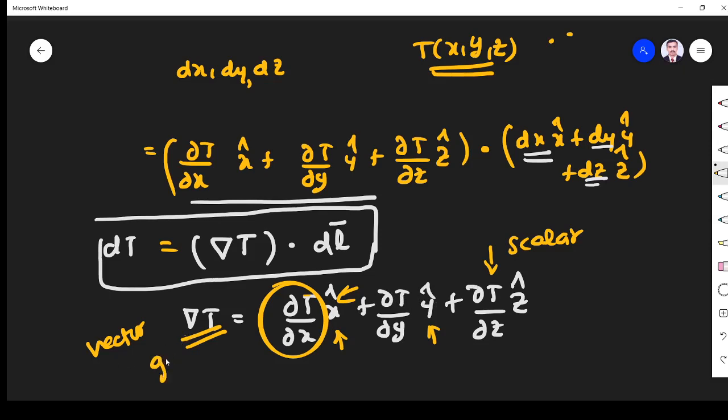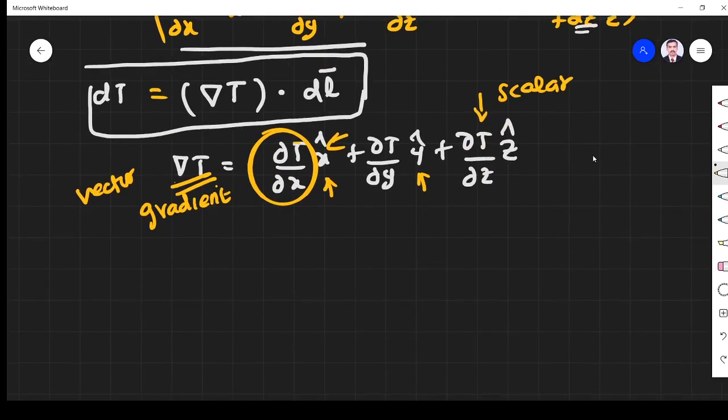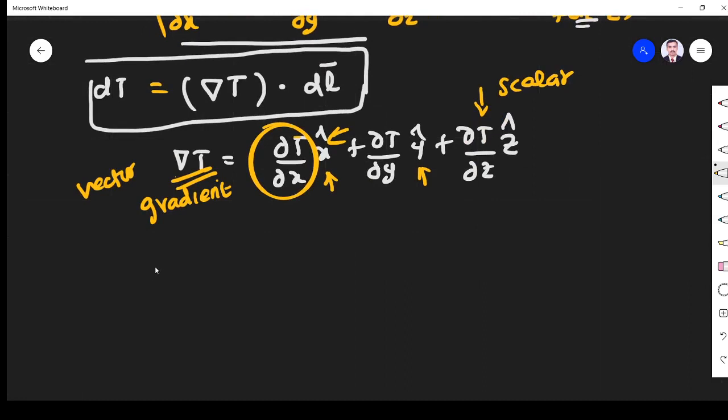Del T is nothing but gradient. So gradient is a vector quantity. Fine. Okay, that's very important. So vector means it has both magnitude and direction. Let us see what that is. So again we write dT, that is given by del T dot dl, like a dot b. So I take the dot product: mod a mod b cos theta, right? Theta is the angle between del T and dl.